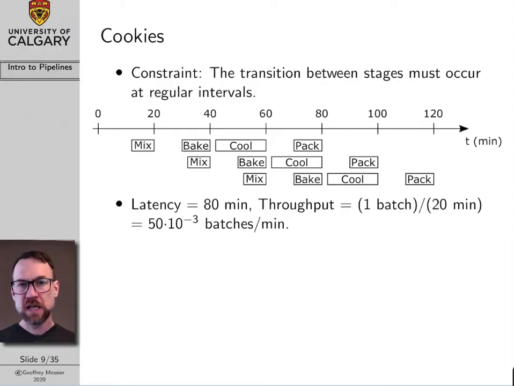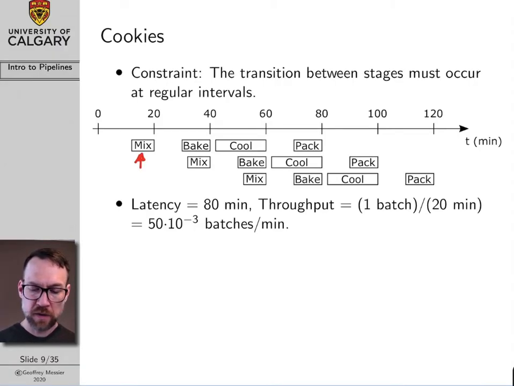Because this analogy is moving towards being implemented in a computer, and a computer runs on a clock signal. And so any changes in our system have to be done at a regular clock period. And so what I've done with our example here is I've changed it so that our transitions between stages occur every 20 minutes. And so in the first 20 minutes, we mix some dough.